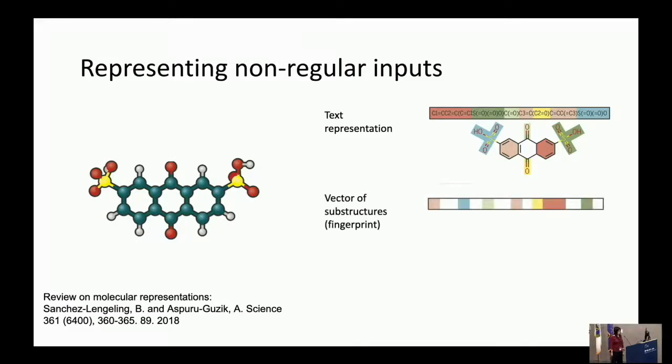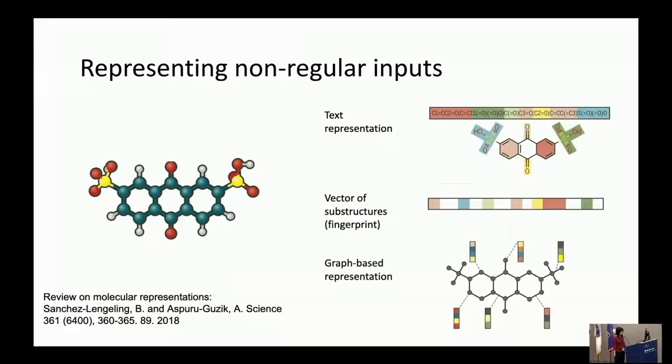Another representation is a local structure fingerprint. So what happens is you'll capture local environments around a particular atom, and you'll store the presence of that feature inside of a vector representation. And these vectors are typically binary, or they can also be counting. So it's a count of the number of features of that kind within the graph.